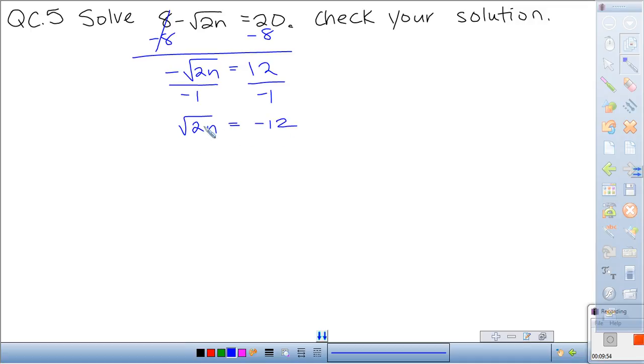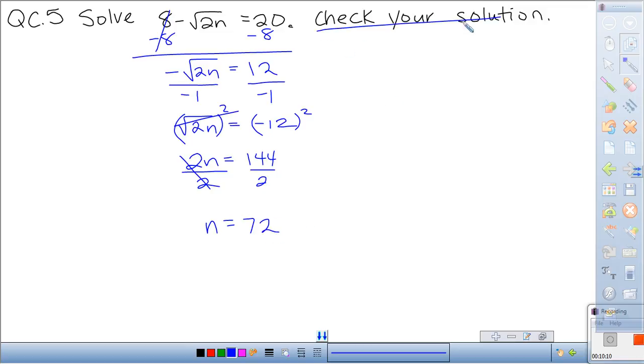Once you've isolated your radical, you can then square both sides to get rid of the radical. So I have 2n equals negative 12 squared is positive 144. Divide both sides by 2, and n equals 72. Okay, let's check our solution. We want to make sure that our solution actually is a solution, that it's not extraneous.